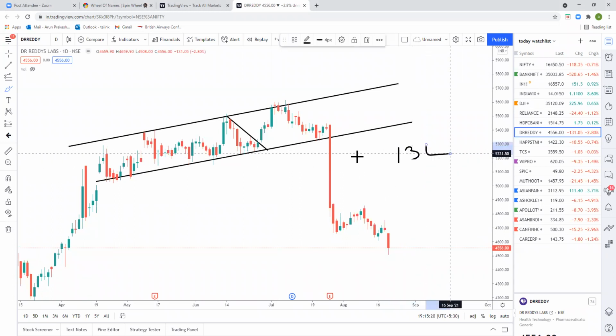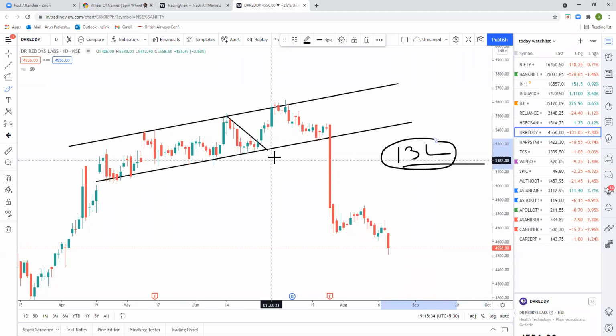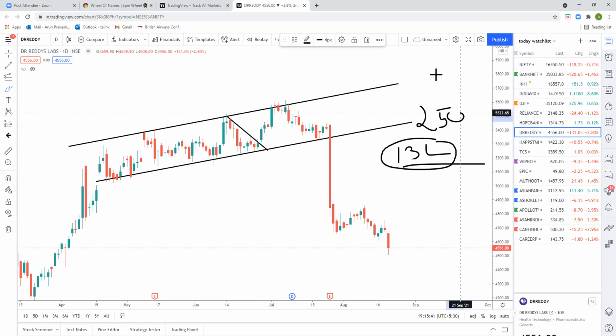So for me to buy 250 quantities in a stock like Dr. Reddy, I need a capital of 13 lakhs. But my capital when I traded Dr. Reddy with the same 250 quantities was just 4 lakhs. My entire capital is just 4 to 5 lakhs. The capital used in Dr. Reddy is just 2.5 lakhs. Oh, okay, sir. How can it be?